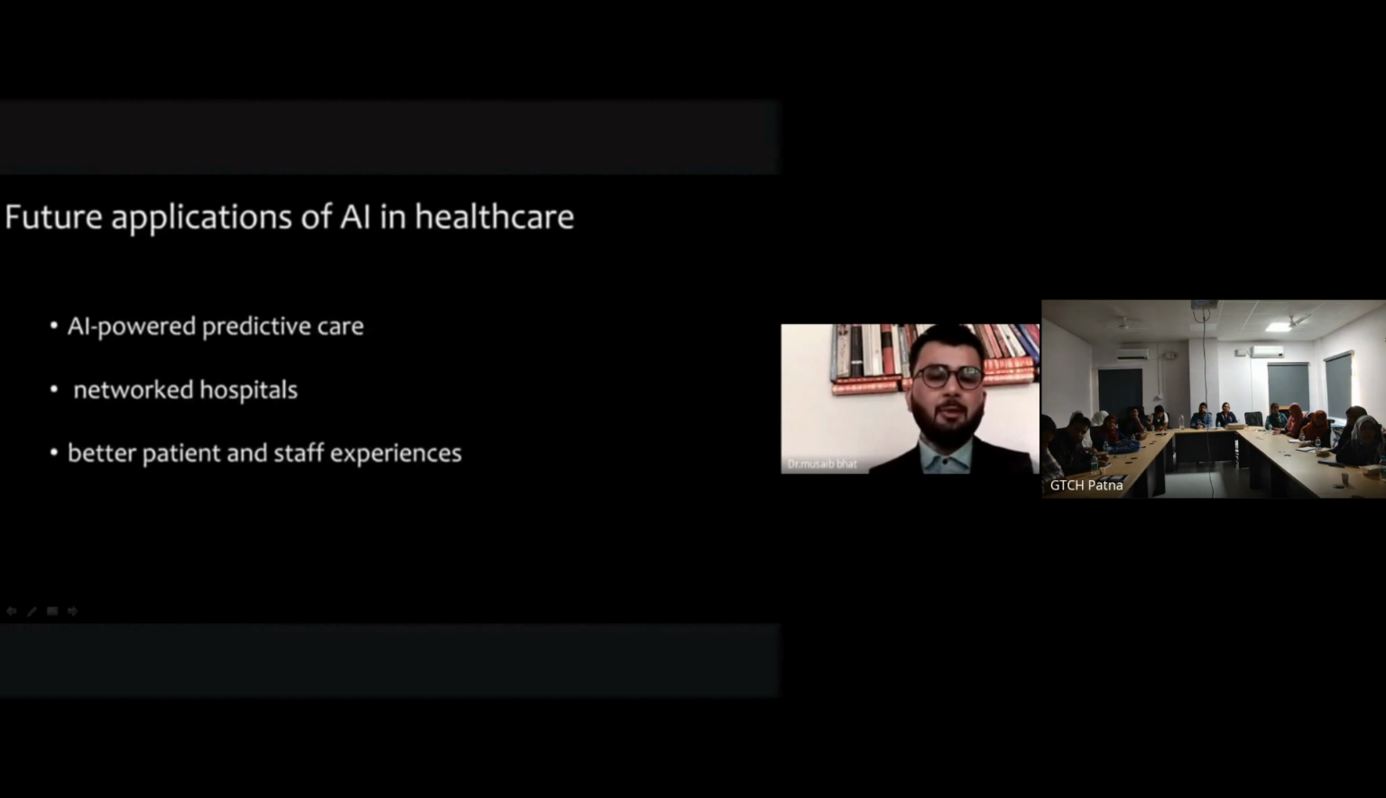Future applications of AI in healthcare. So what can we do in future using AI in healthcare particularly? We will have AI powered predictive care. So we will be able to predict the outcome of treatments, the bioactivity of medicines in the patients that we are giving. We would have networked hospitals. Hospitals will be able to communicate with each other on the basis of cases that will be matched by these AI networks. We will have better patient and staff experiences.